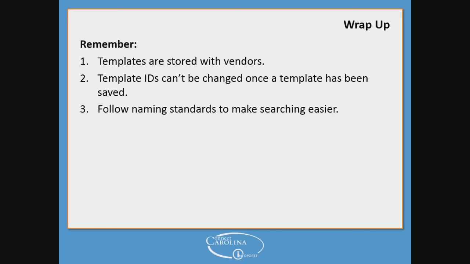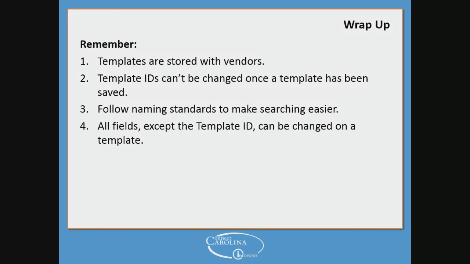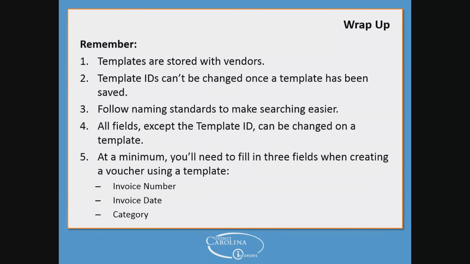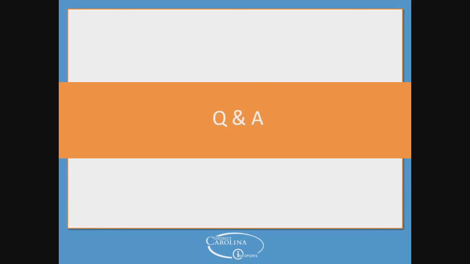If you follow the naming standards, it makes searching easier as we go along. All the fields on the template except for the template ID can be changed. And at a minimum, you'll need to fill in 3 fields when creating a template. When you're creating a voucher using the template, you'll have to fill in the invoice number, the invoice date, and the category. And that's actually all I have.